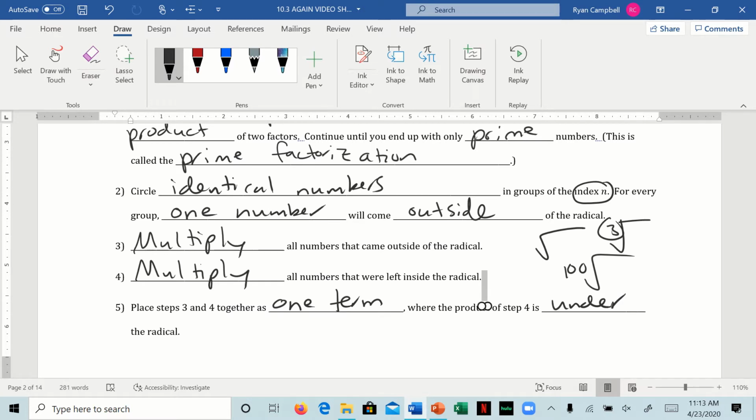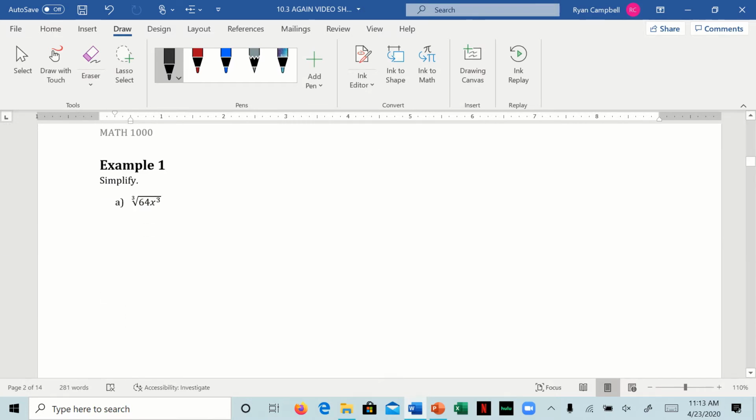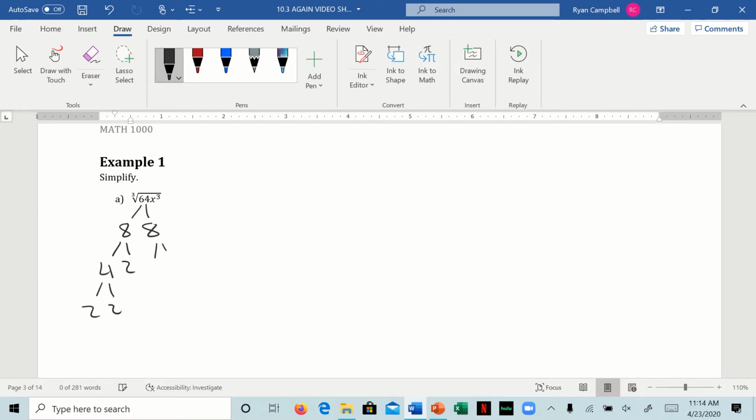All right, so let's look at some examples. Example number 1, part A, the cube root of 64x cubed. So let's break up 64. Well, we can see that that's 8 and 8. 8 can be broken up as 4 and 2, 2 and 2.